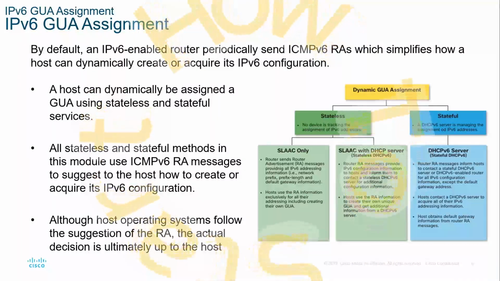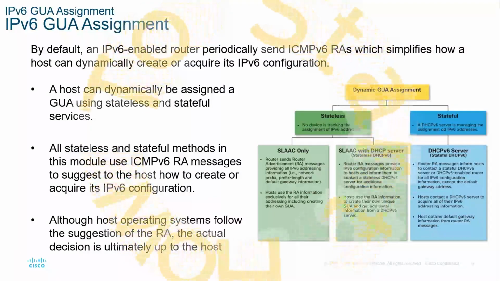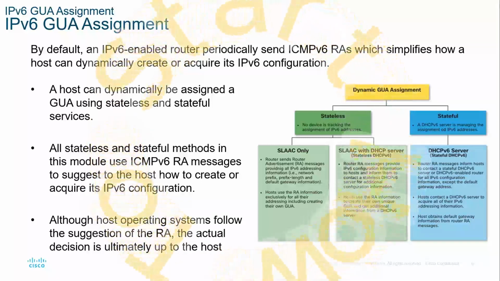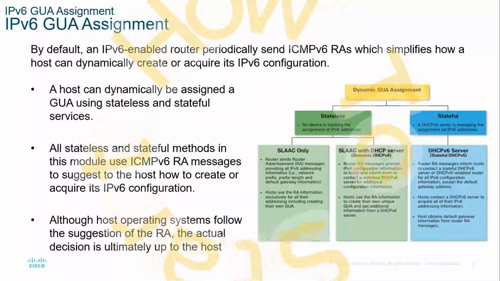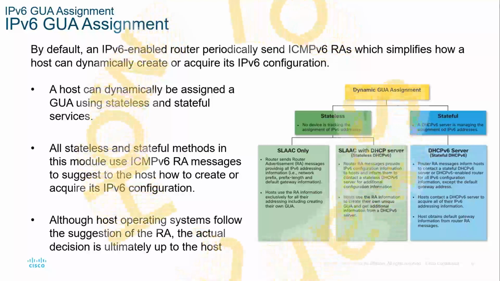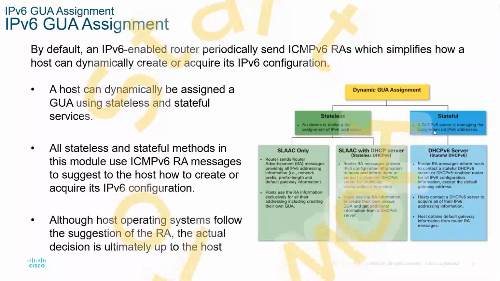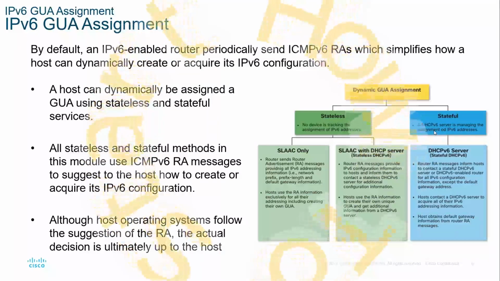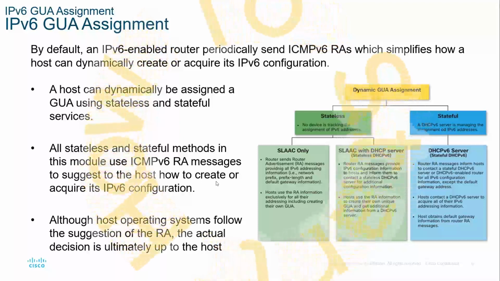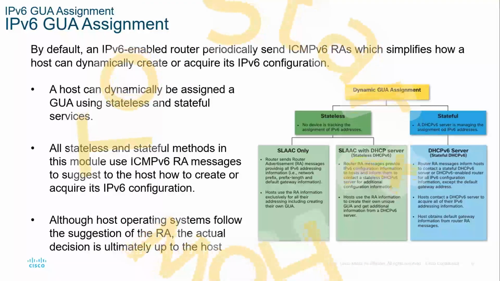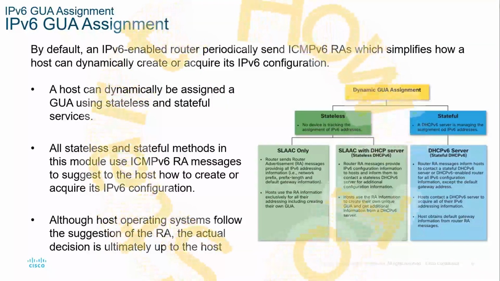A common question is, what's the difference? With stateless, there is no device tracking of the IPv6 assignments. With stateful, there is a DHCP server that is managing the assignments of IPv6 addresses. With stateless, we have 2 main types: SLAAC and SLAAC with DHCP. SLAAC is what we're going to be talking about coming up. With stateful, we have just a straight DHCP server. We want something that's going to track it.